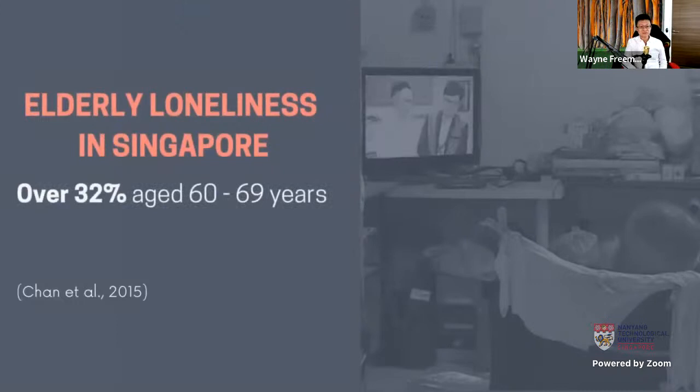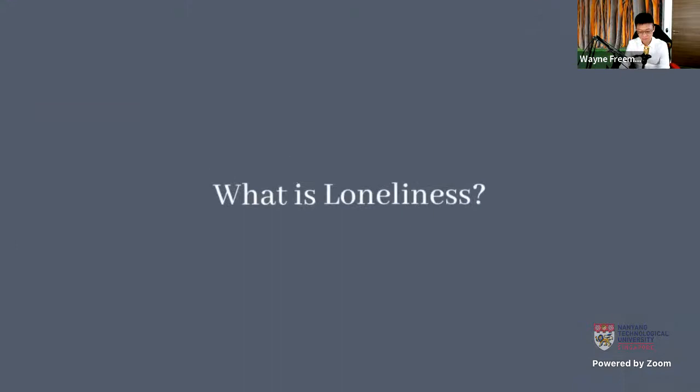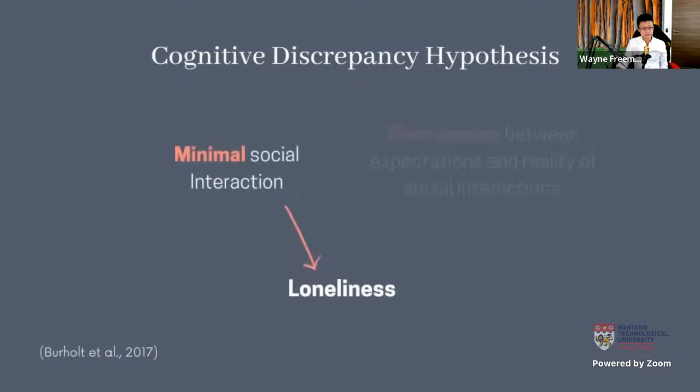A recent study conducted in Singapore found that over 32% of participants aged 60 to 69 years felt lonely, and this percentage increased to over 40% of participants aged 80 to 89 years. So, what is loneliness? One way it can be conceptualized is through the cognitive discrepancy hypothesis, which suggests that feelings of loneliness may develop as a result of minimal social interaction or when there is a disparity between an individual's expectations and the reality of their social interactions.